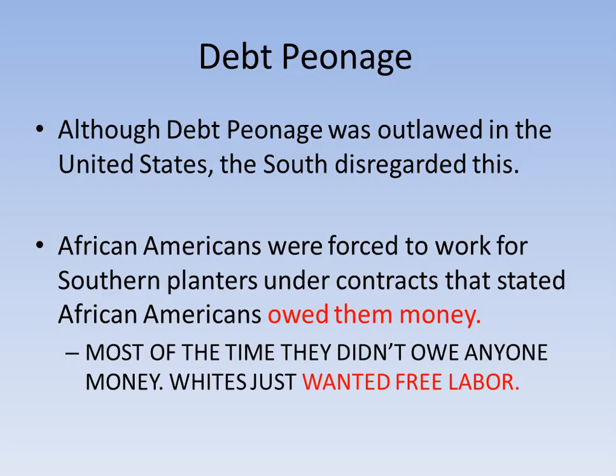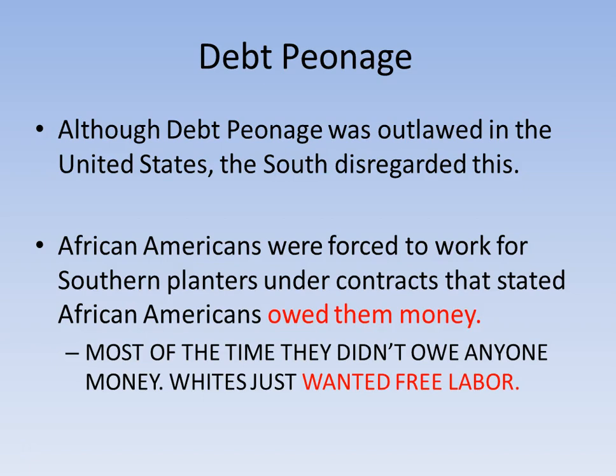All right, and lastly, I thought we should hit on debt peonage. Okay, the convict leasing system, probably the most important, but debt peonage also worked as well. Although it would be outlawed in the United States, and it still is, the South would disregard this many times. So African Americans are forced to work for Southern planters under contracts that state that African Americans owed them money. Oftentimes, they never owed them any money, okay?